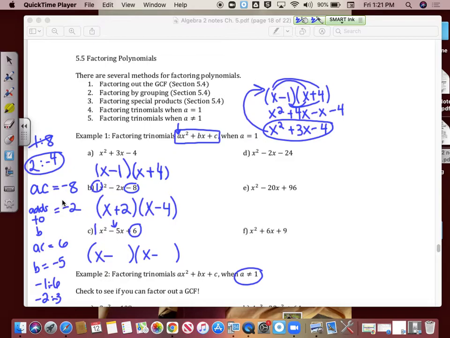Negative 1 plus a negative 6 is a negative 7, and that won't work. Even though negative 1 times negative 6 is a positive 6, this would not work because we need them to add to be negative 5. Negative 2 plus negative 3 does equal that negative 5 that we need it to be. So the factored form for this trinomial would be x minus 2 times x minus 3.